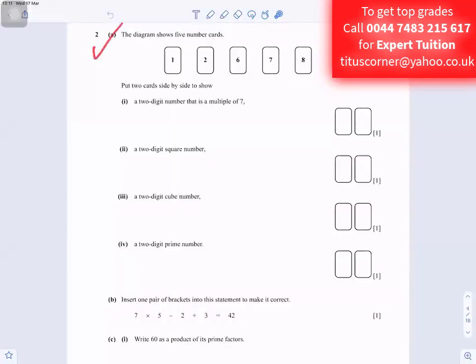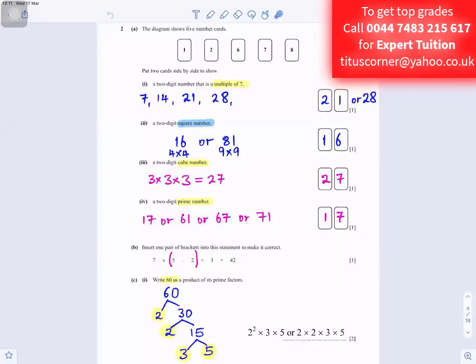Here's question number 2A, question number 2B, and question number 2C. Press pause and have a go at it. And when you're ready, you come back and see the answers. And check your answers as well. Welcome back.